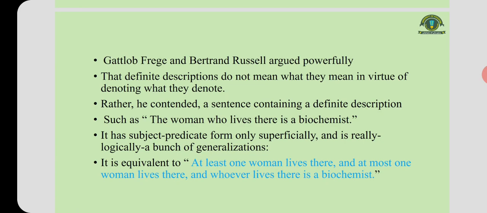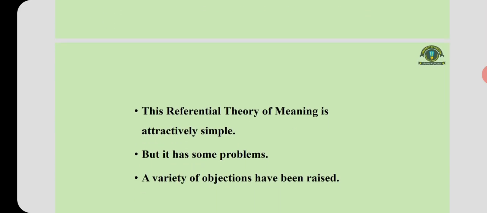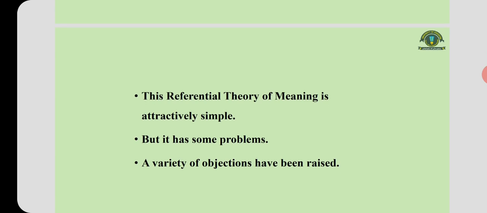Either she is a woman or she is not a woman. So this referential theory of meaning is attractively simple. It gives us the simple idea. It is not figurative as we have discussed in the previous theories. It just gives the theory attractive simplicity and simplification. But it has some problems.